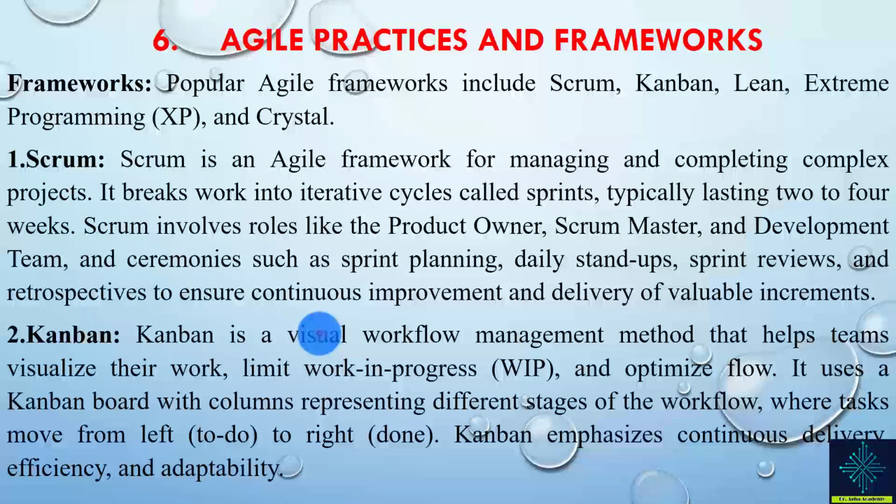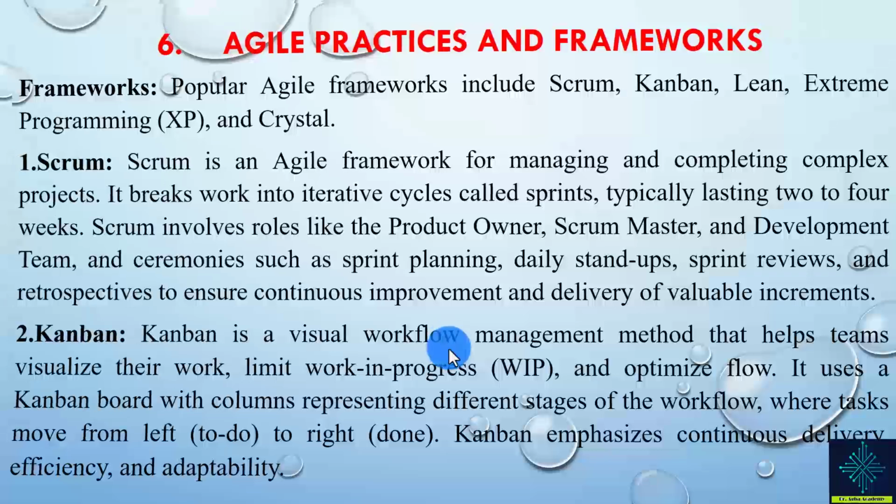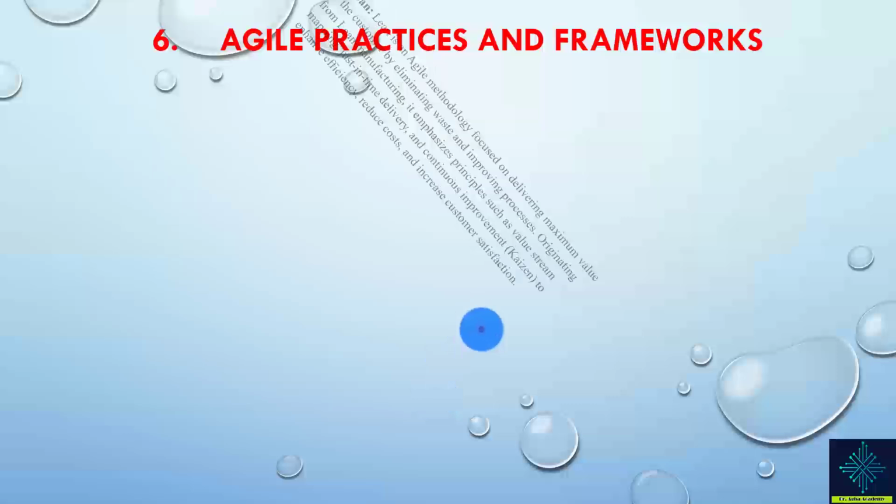Kanban, which is a Japanese word, is a visual workflow management method that helps teams visualize their work, limit the work in progress, reduce the amount of work in progress, and optimize the flow, so that everything is going in sequence. It uses a Kanban board with columns representing different stages of the workflow, where tasks move from left, which are to-dos, to the right, that is done. Kanban emphasizes continuous delivery, efficiency, and adaptability. Again, this needs time to explain, but at least now we introduced this framework.